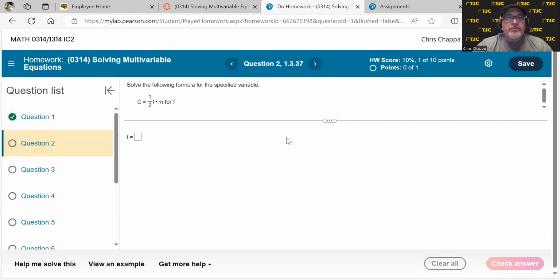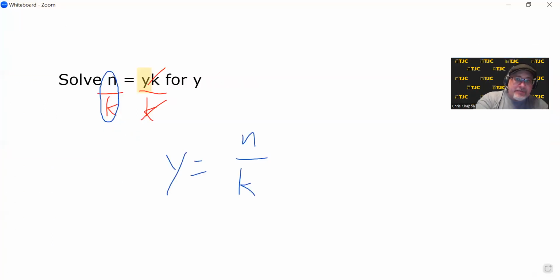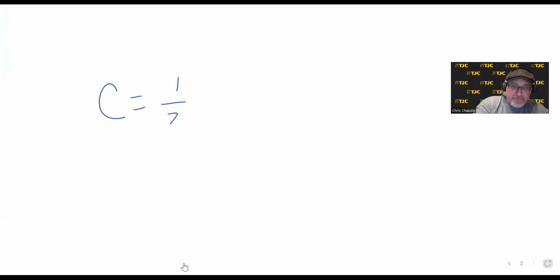Let's see, number 2, solve for the specified variable. C equals 1/2 f times m, for f. C equals 1/2 f times m, and we want to solve this for f. So let's highlight the f real quick.